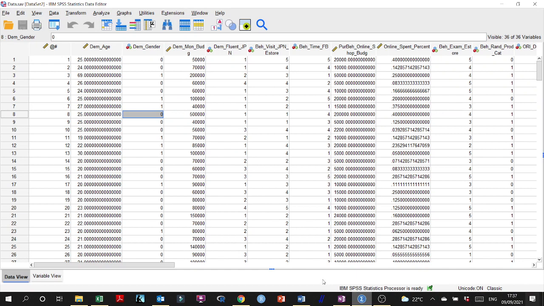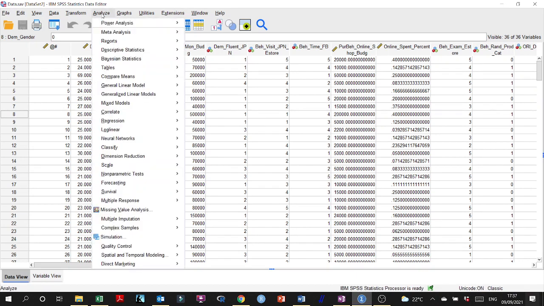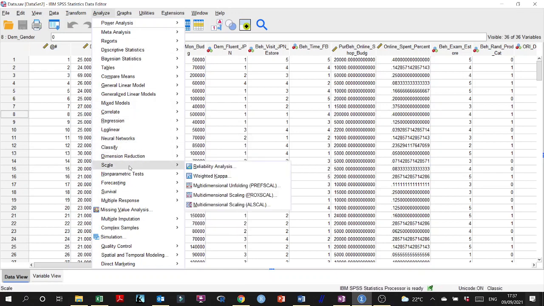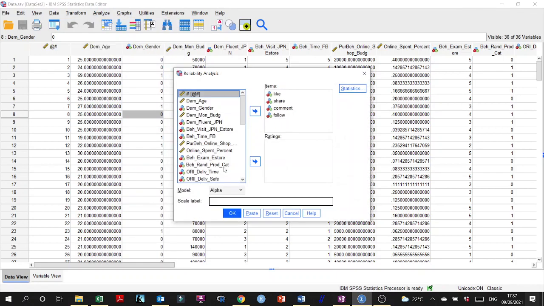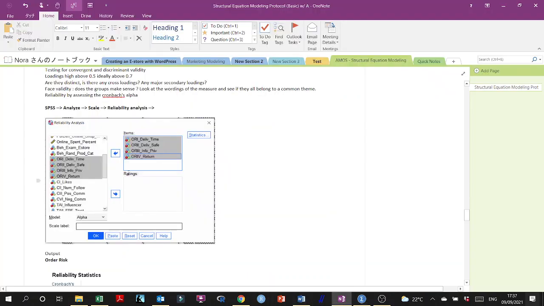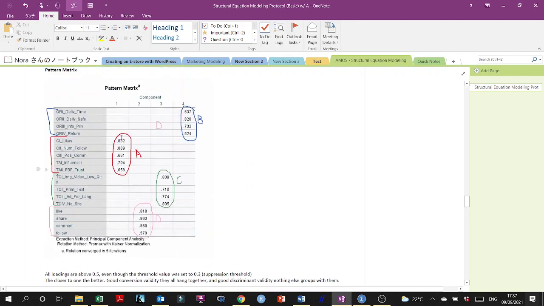Now next is the validity. You test for the validity by going to Analyze, then Scale, and then Reliability Analysis. With reliability analysis, you're going to have to be patient, because you have to take the set of variables that loaded together and find out their Cronbach alpha.